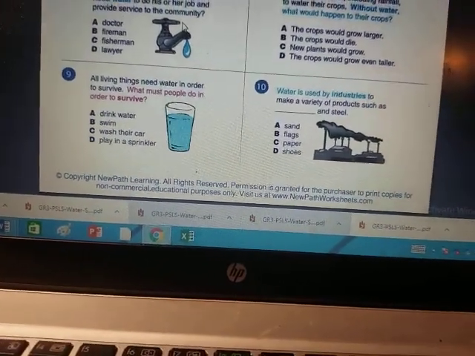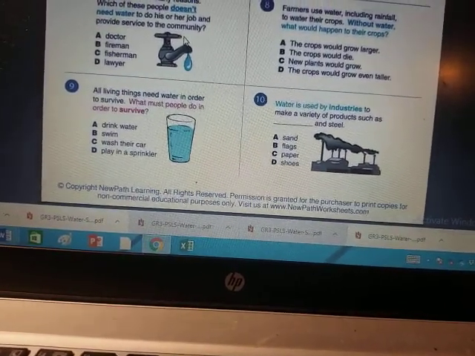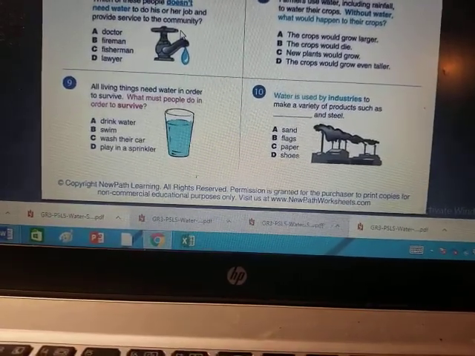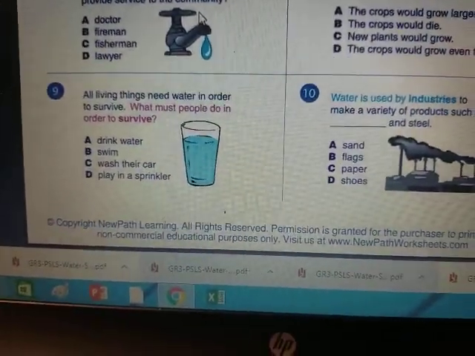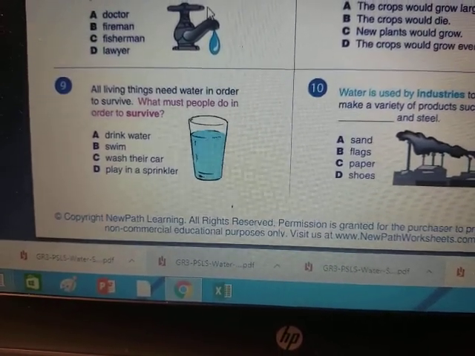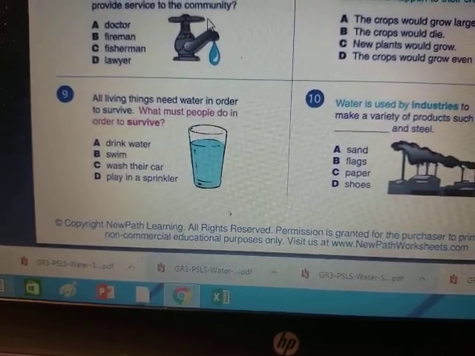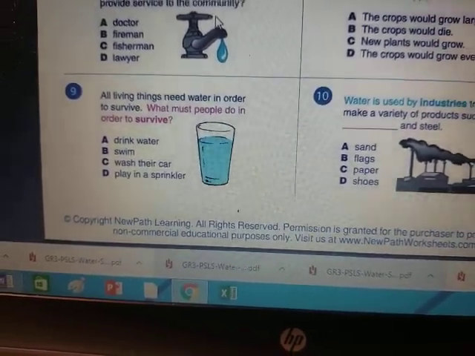Number 9, all living things need water in order to survive. What must people do in order to survive? If people want to survive, if you want to survive, what do you need to do? Do you need to drink water? Do you need to swim? Do you need to wash your car? Or you need to play in the sprinkler? This one's an easy one, guys.